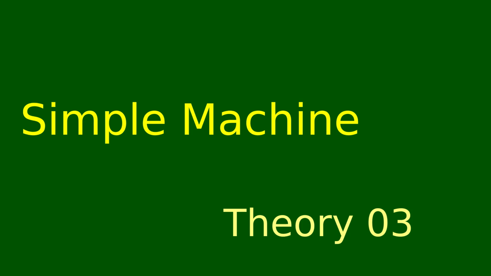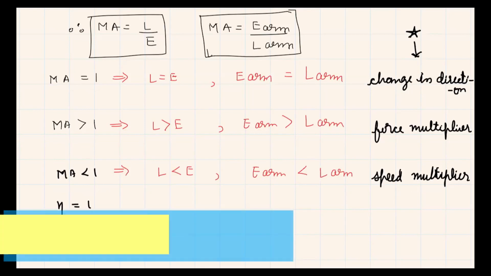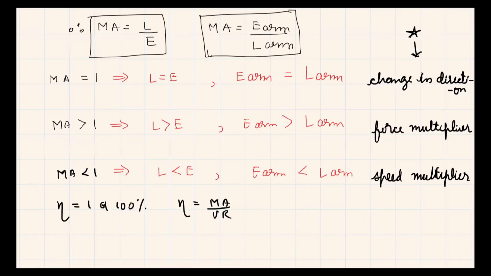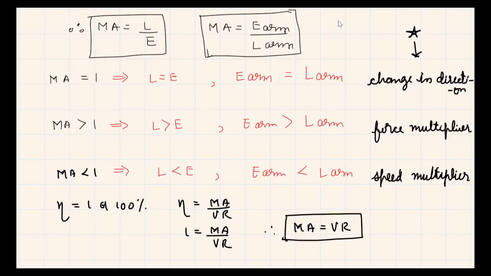Now we know the ideal case efficiency is 1 or 100%, and we have efficiency as MA upon VR. When efficiency is MA upon VR, what do you mean by that? Efficiency is 1. Therefore, you have MA equal to VR. This is in an ideal case.